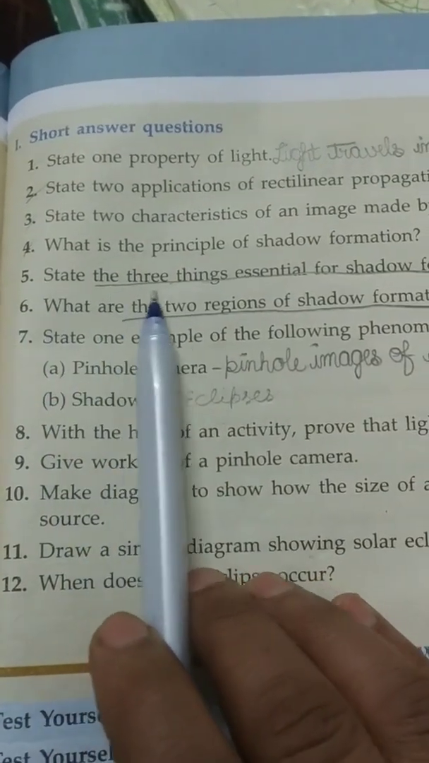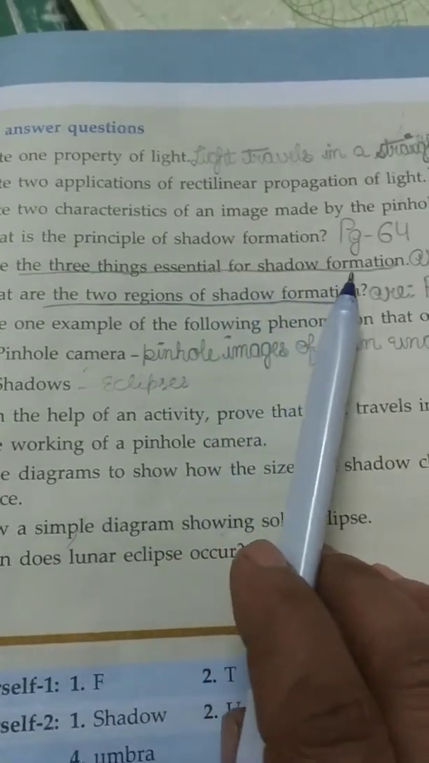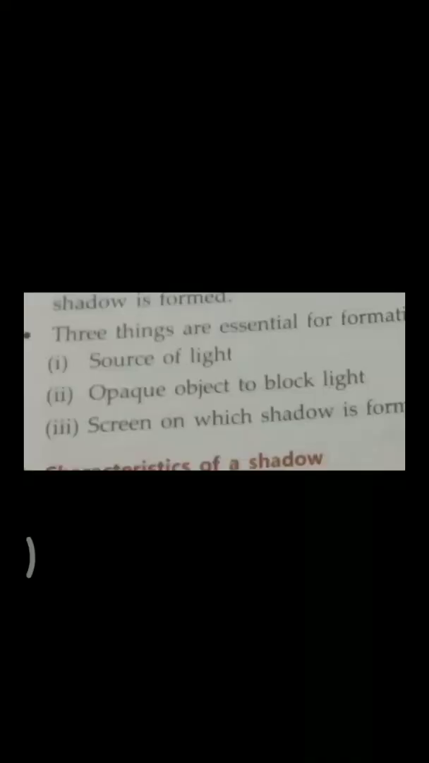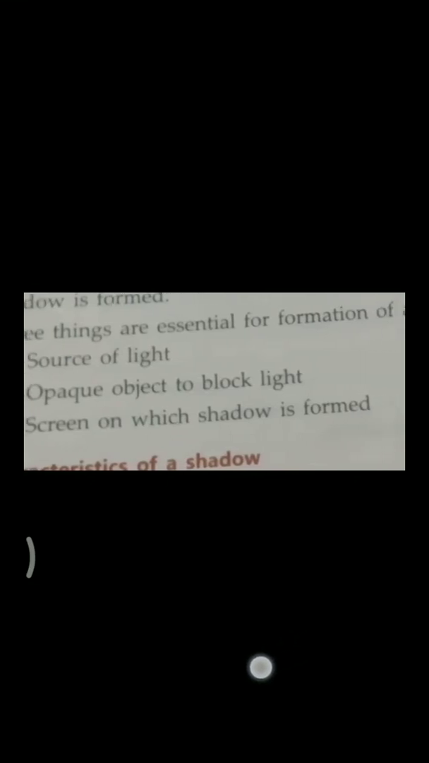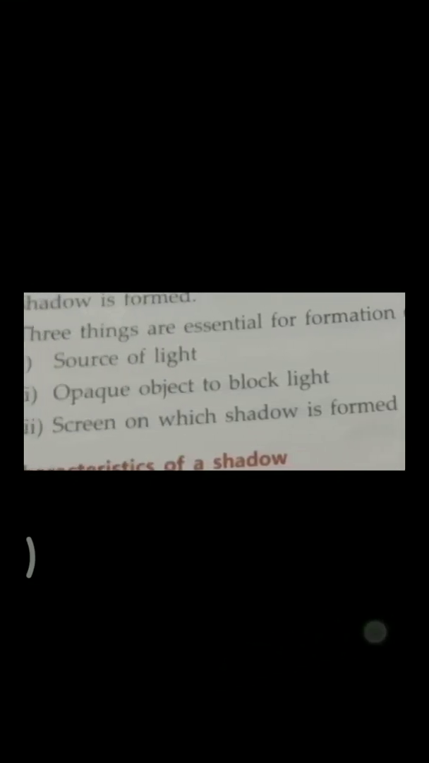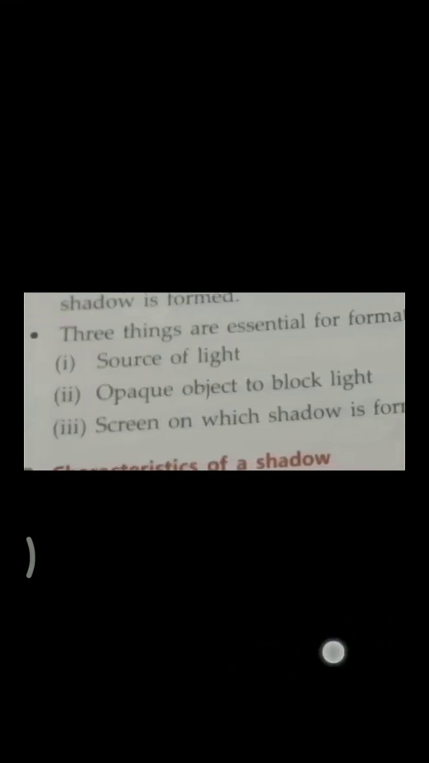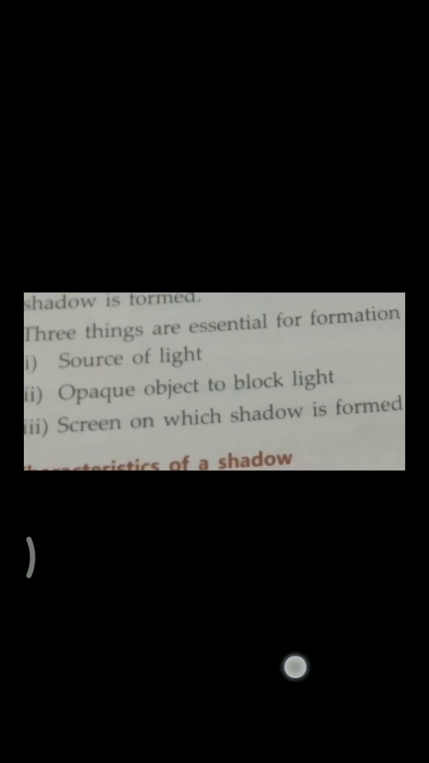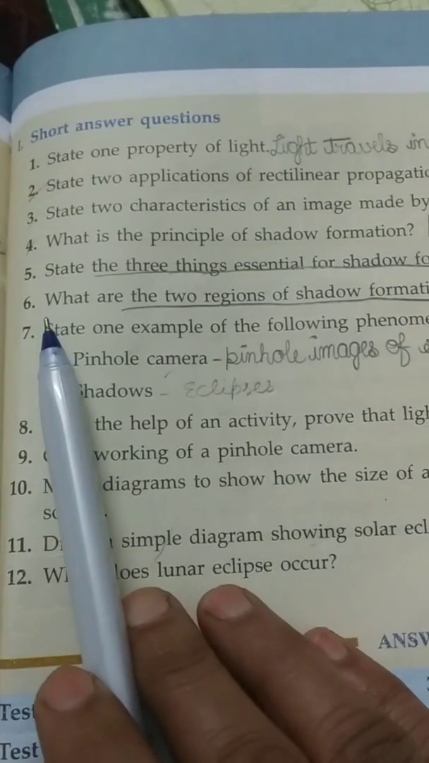Fifth, state the 3 things essential for shadow formation. Fifth answer, 3 things are essential for the formation of a shadow: source of light, opaque object to block light, screen on which the shadow is formed.